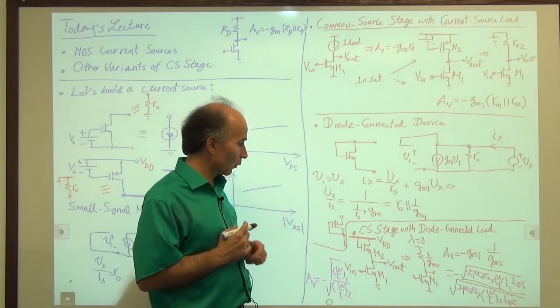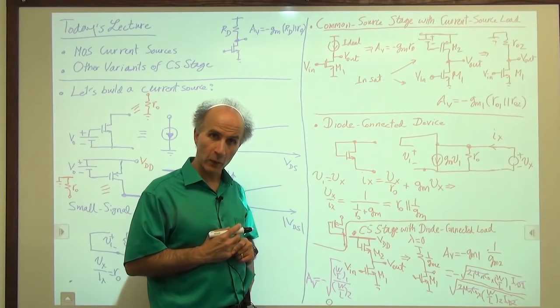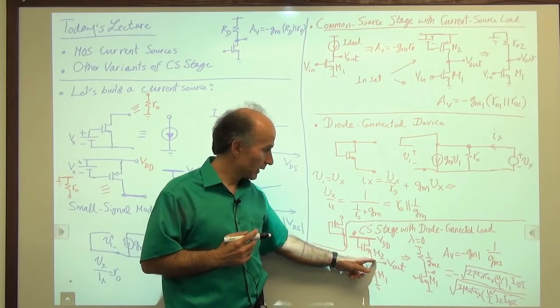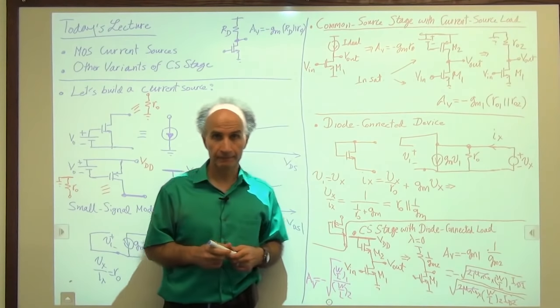Okay, so now, what if lambda is not 0? I will give you 90 seconds, and I want you to find the voltage gain of the circuit assuming lambda is not 0. That's the quiz of today.